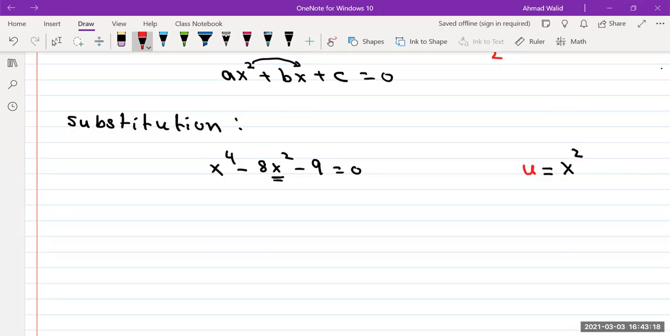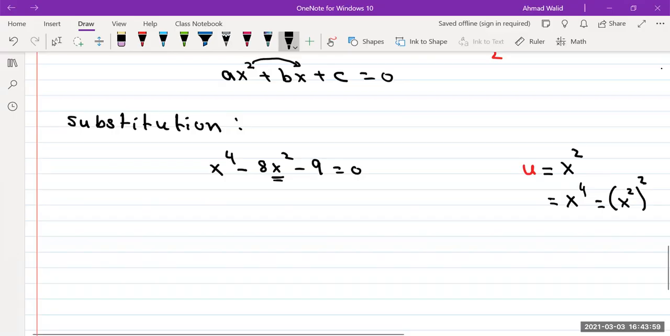Okay, now question. If x squared is u, what is x to the power of 4? What should I name x to the power of 4, in terms of u? I'll show you in this example only, x to the power of 4, I can write it as x squared all squared. Am I right? Because x squared all squared gives you x to the power of 4.